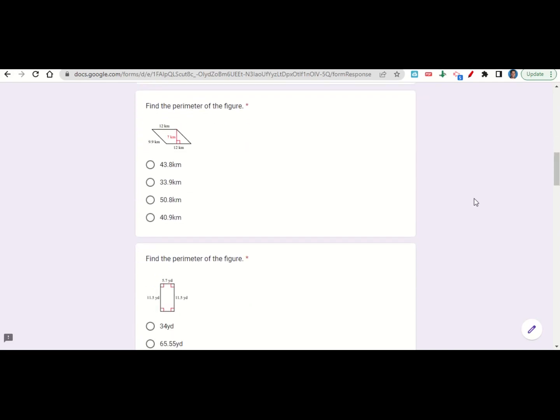This one says find the perimeter of the figure. So again, we have 12, 12, 9.9. This one's not given, but we should recognize that it's the same because it's a parallelogram. So we'd add 12 plus 12 plus 9.9 plus 9.9. We get 43.8 kilometers, which is right there.